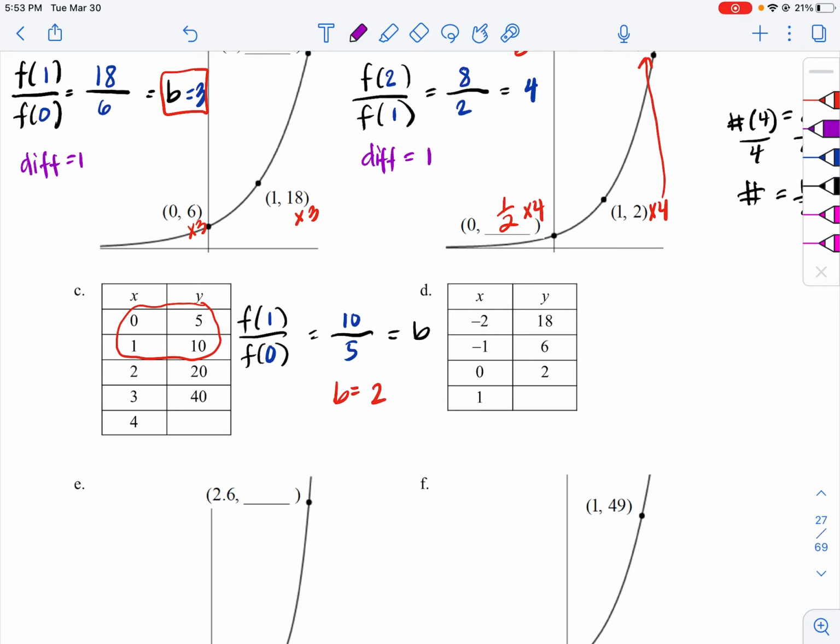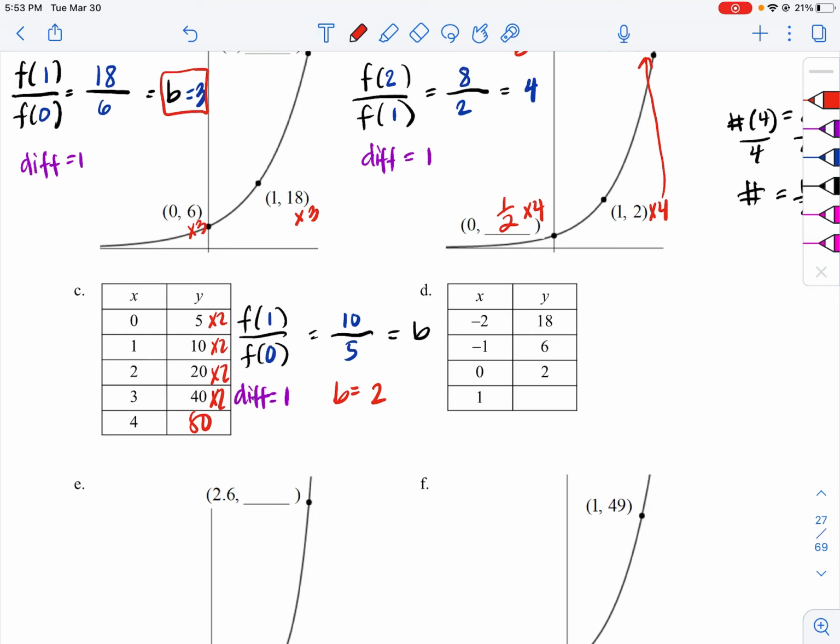Now, I need to make sure that I know the difference between the x values. So the difference is only 1. Therefore, whatever result I get after I divide, that is the b value. So what I'm going to do here is multiply each by 2. 5 times 2 is 10, times 2 is 20, times 2 is 40, times 2 is 80. So 80 is the missing number.